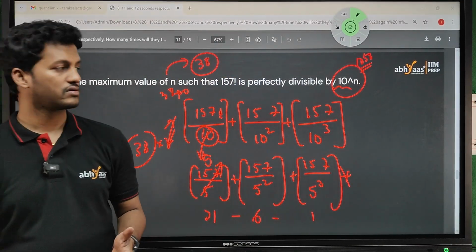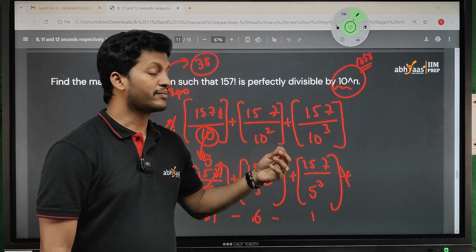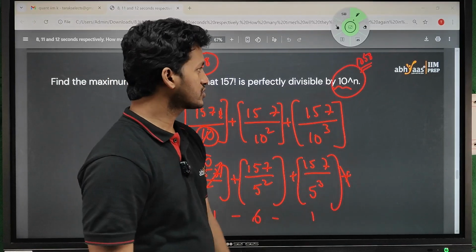What is the minimum value of n? That can be anything, like 10 power 0. We can divide with that also.